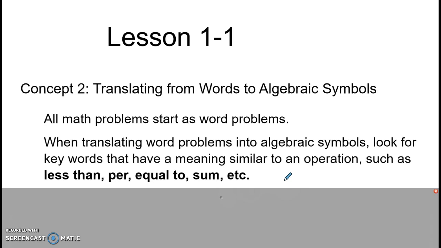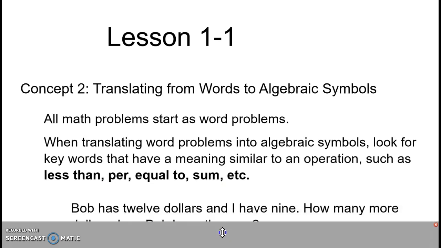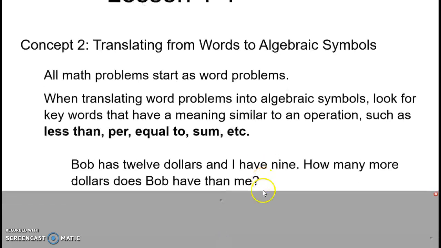So when I am looking at a word problem, the first thing I do is look for numbers or keywords that mean something similar to an expression. Equal to, the sum, per, less than, all of those words mean something similar to an expression. Okay, let's look at an example.